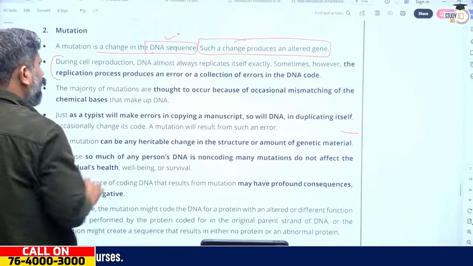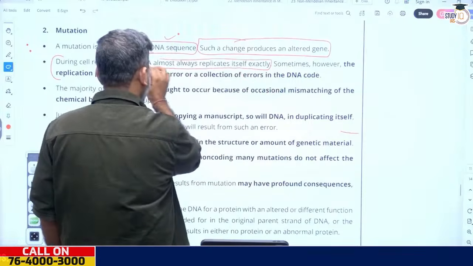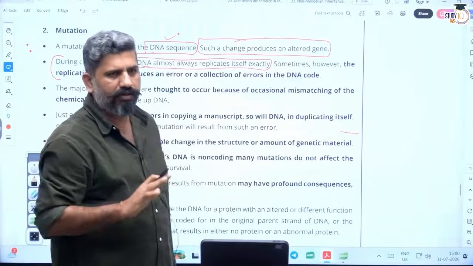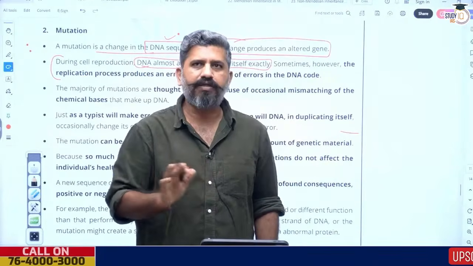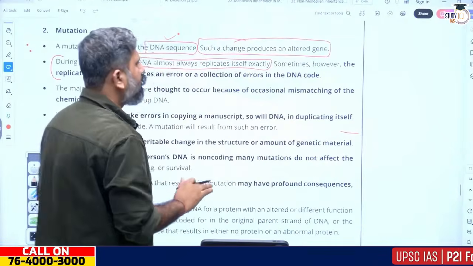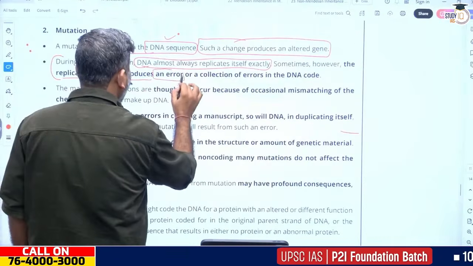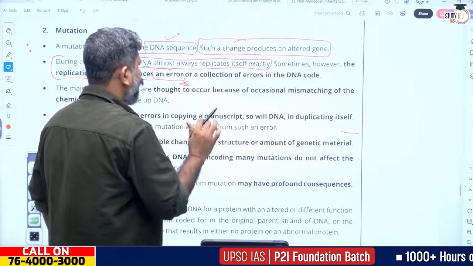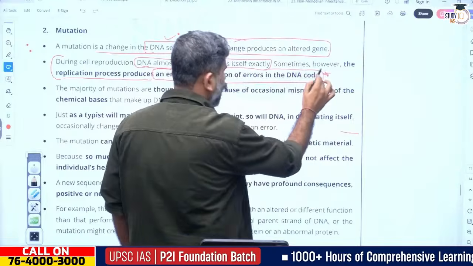During cell reproduction, DNA almost always replicates itself exactly. This is a normal circumstance. In normal circumstances, it is always the same process. It does not change the genetic material. However, sometimes the replication process produces an error. It is an error. Just keep this thing in mind. Or a collection of errors in the DNA code.